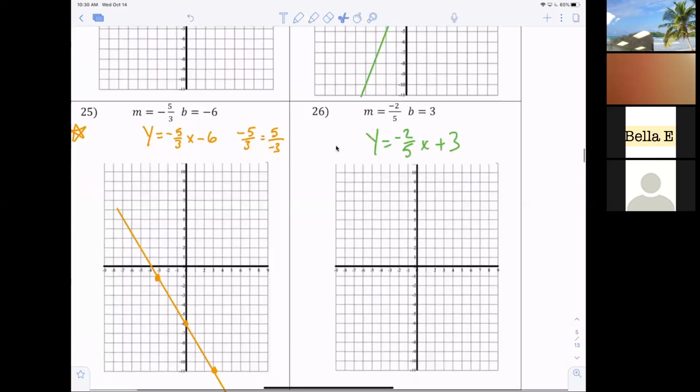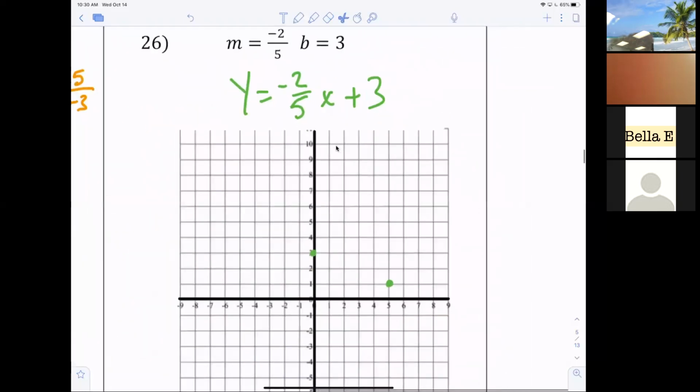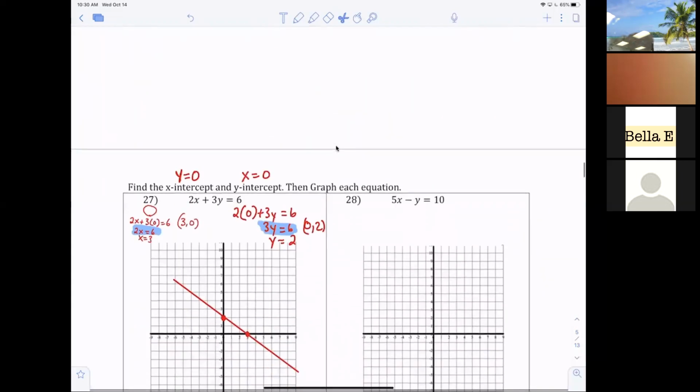Beautiful. All right, now what am I doing? Go up 3, and then, that's how easy it is to graph a line. Nothing to it. Here we go. Graph that line. Hold on. Good? All right, let's find out about 28.